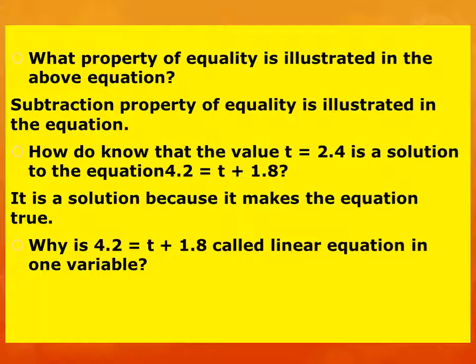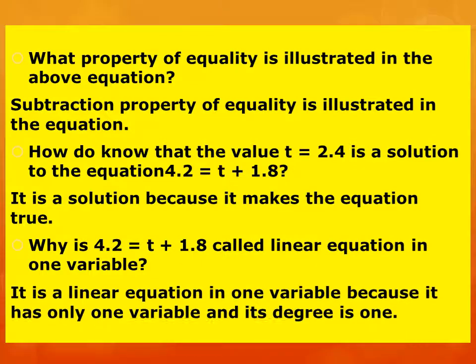Next question. Why is 4.2 is equal to t plus 1.8 called a linear equation in one variable? The answer is, it is a linear equation in one variable because it has only one variable and its degree is 1.